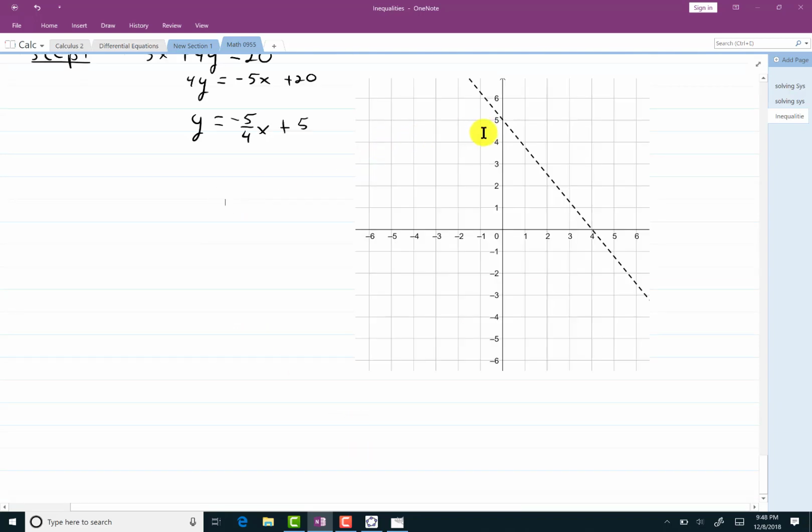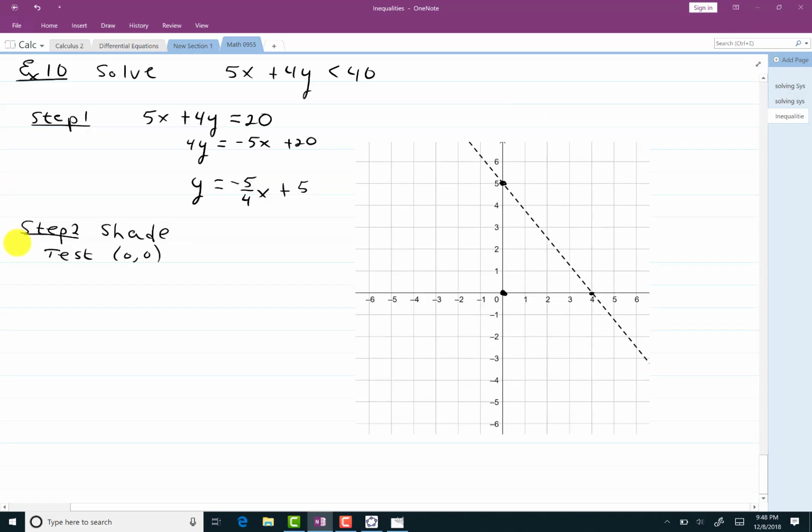So here's my graph, dotted lines and all. You can see 0, 5 is the y-intercept. I'll put a dot there so you can see it. And then the slope is negative 5/4, so we go down 5, 1, 2, 3, 4, 5, and then to the right 4 to get another point. Anyways, let's shade the answer. So my second step, step 2, is to shade. And for this, once again, I'll pick a point that's not on the line. 0, 0 will be my test. And let's go back to the inequality.